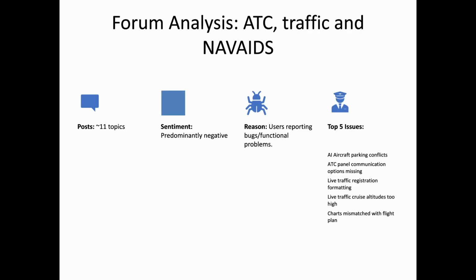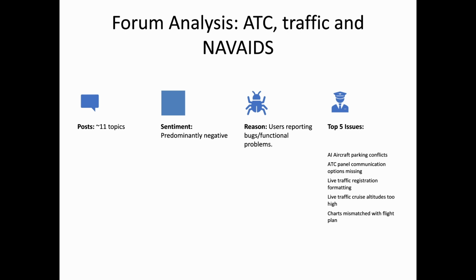So first of all, we've got the ATC, traffic and nav weights. They're roughly 11 topics. The sentiment was predominantly negative, with users reporting bugs and functional problems in that category. Things like the AI aircraft parking conflicts, that was number 1, followed by the ATC panel communication options missing. This one is one I faced myself also, where you would be able to communicate, but at one point they sometimes disappear. I reported it also as a bug and I reproduced it multiple times, so that's pretty frustrating.